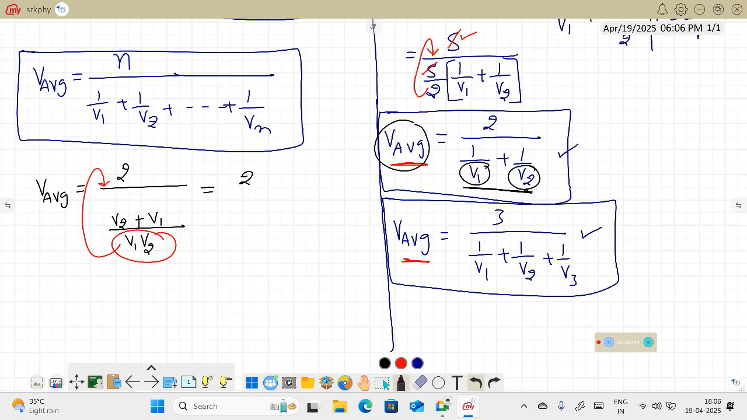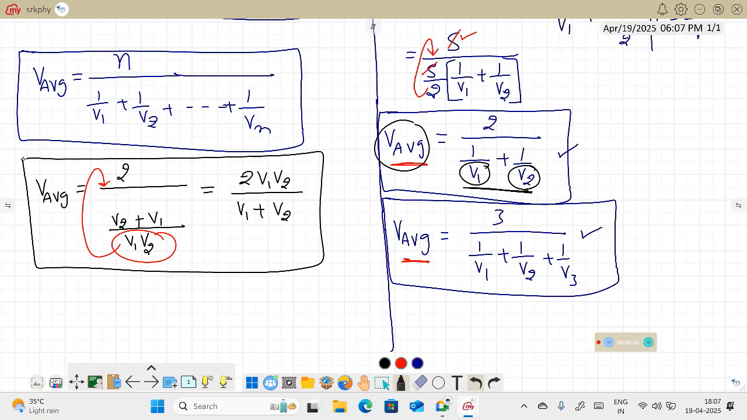So the formula here is 2 into V1 V2 by the remaining terms, which I am writing in order, V1 plus V2, because V2 plus V1 is equal to V1 plus V2. So this is the formula for V average. What is the formula? 2 V1 V2 by V1 plus V2 in the case of a body covering the total distance in two equal parts. If it is three equal parts, there is a different formula for that.